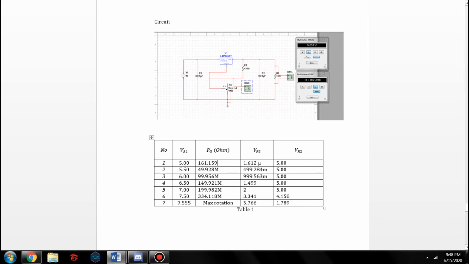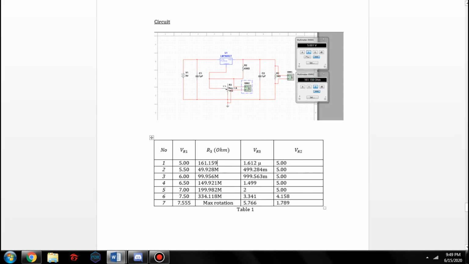So as the voltage increases for VR1, the resistance in R3 also increases. The same goes for VR3, but VR2 keeps constant until VR1 hits 7.5 volt. It decreases to 4.158. For max rotation we get 7.555 volt.